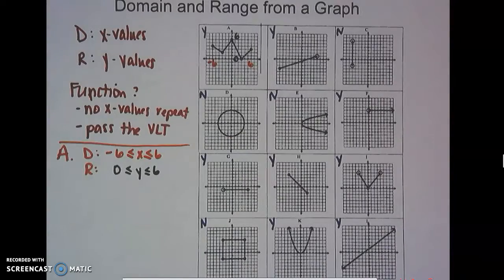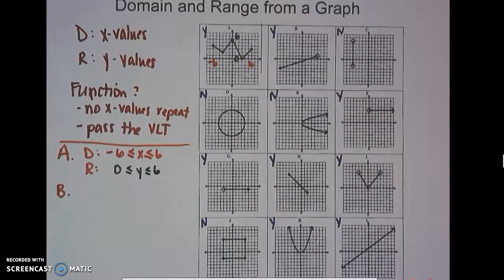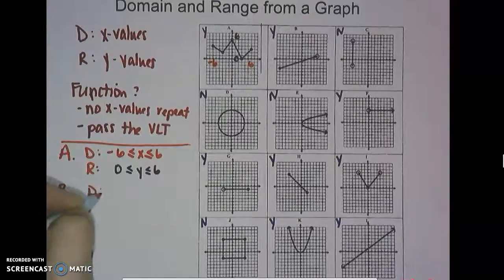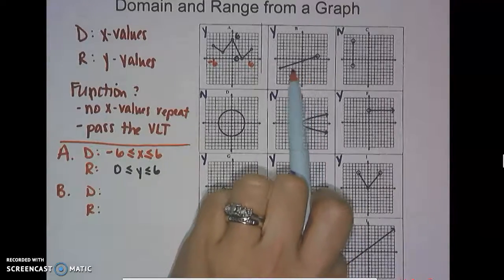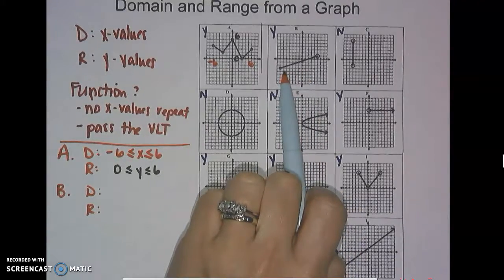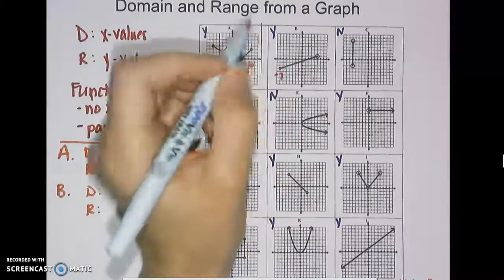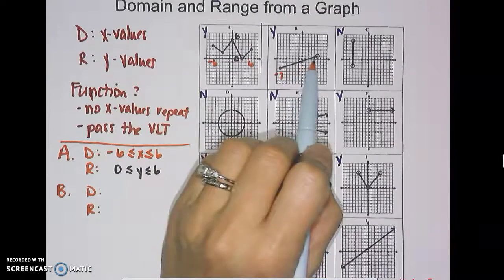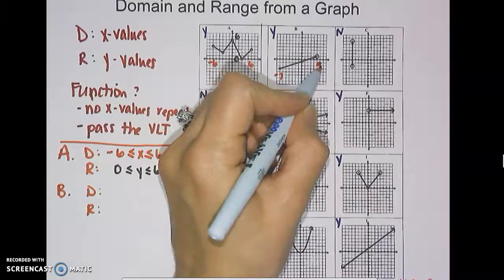So let's go to something like letter B. We'll just move over here. So for letter B, we're doing the same thing. We need domain and we need range. Domain is the x's. So if you're looking at this, the farthest left x point that we have here is a -7. And going over to the right, the farthest right x value that we have is 5.